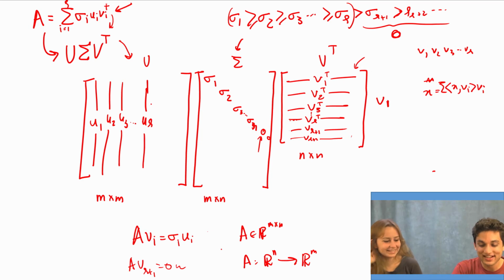That's pretty cool. So you have u1, u2, dot dot dot, ur. And again, by Gram-Schmidt, because it doesn't really matter, we do u_{r+1}, u_{r+2}, and so on.